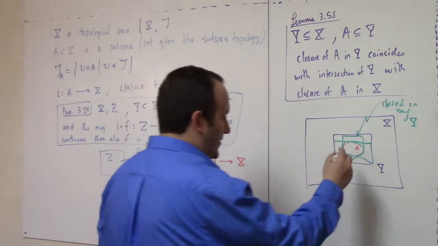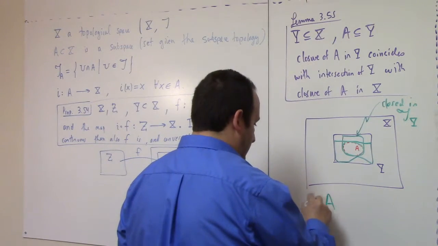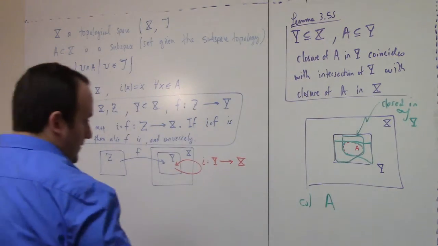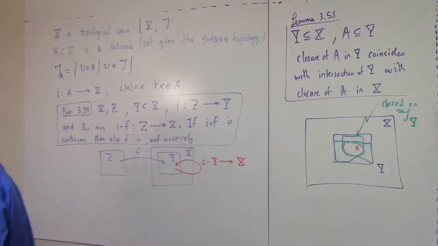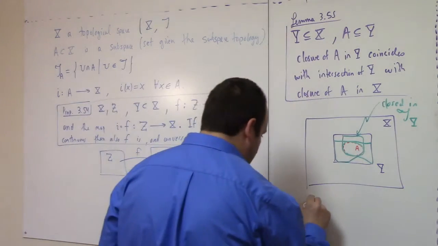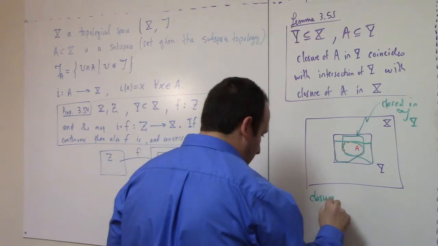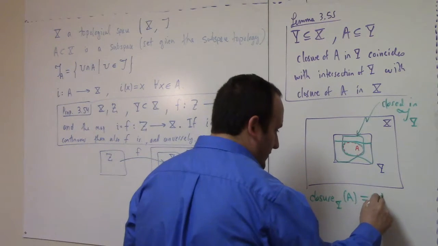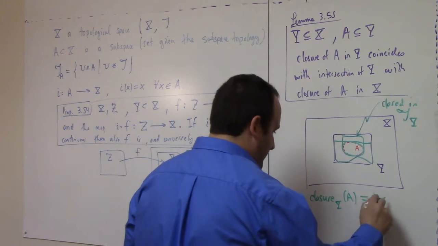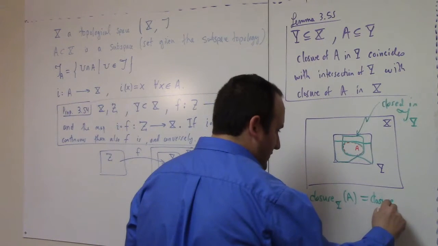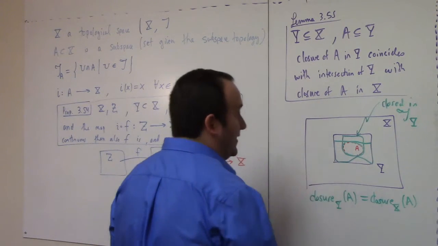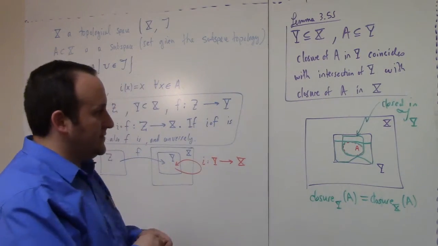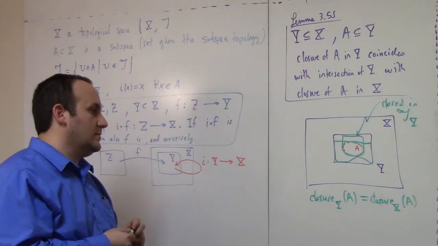I could call this whole thing the closure. Some notation might be helpful here. Say closure sub Y of A. And what he's saying is that's equal to the closure in X of A, intersected with Y. They coincide. Exactly, because there could be closed sets.